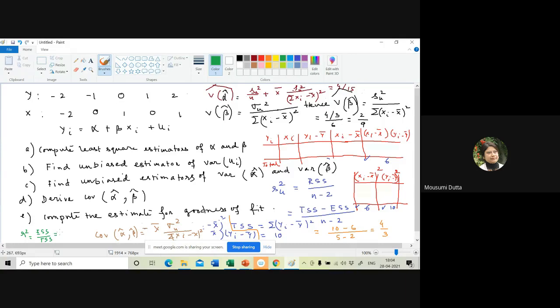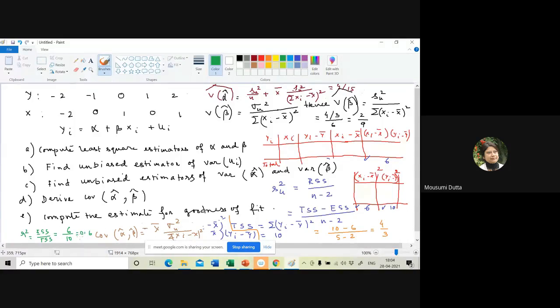So TSS is 10, ESS is 6. Yes, ma'am, it's 0.6. 0.6. This is the answer to the last part. So is there anyone who could not complete up to this?